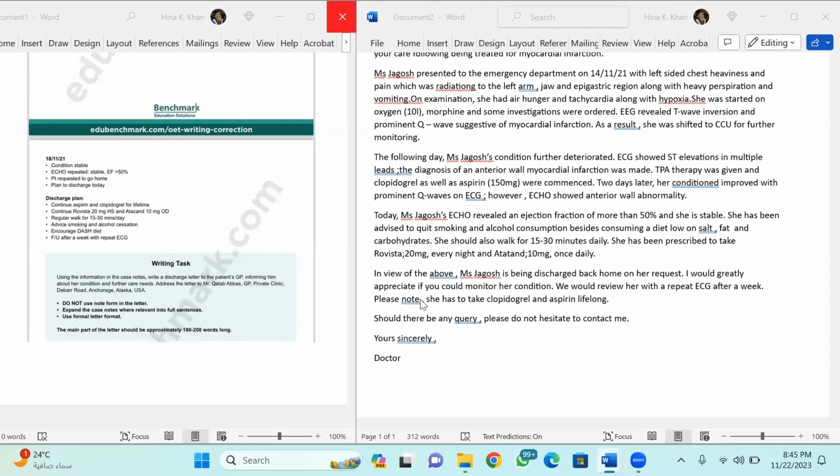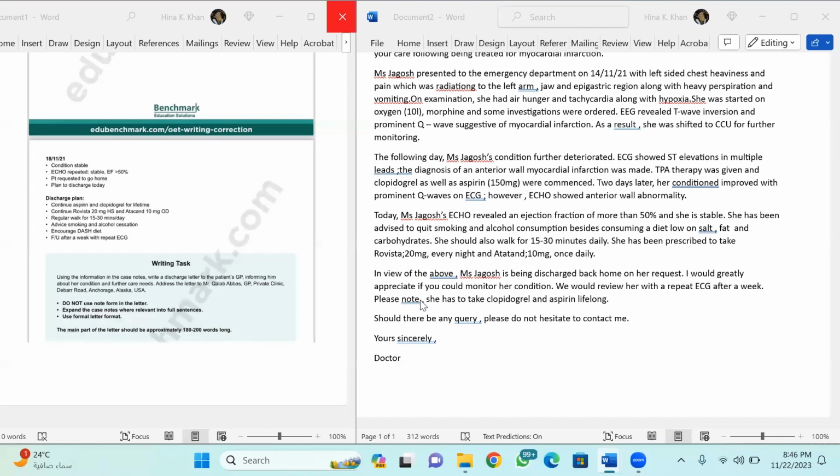For example, she has been prescribed Rovista. If I was not going to write this in this paragraph, then I would have included this line over here: please note she has to take this lifelong, along with Rovista 2 mg every night and Atacard 10 mg once daily. I can write this over here also, but I just felt comfortable mentioning it over here that she has been prescribed this.